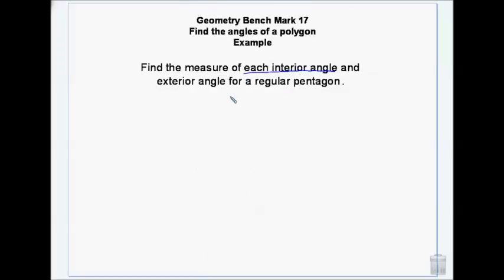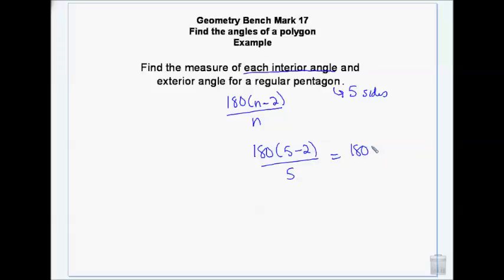Here we're going to find each interior angle. That's where we divide by the number of sides. So it's a pentagon, so that's 5 sides. So 180 times 5 minus 2 divided by 5. So that's 180 times 3 divided by 5. And 180 times 3 is 540. And divide that by 5, and each one is 108 degrees.